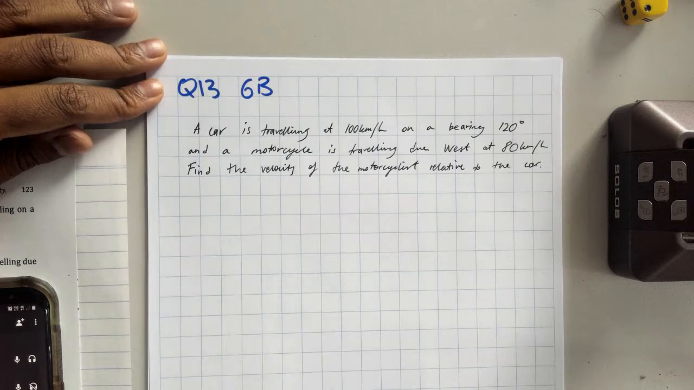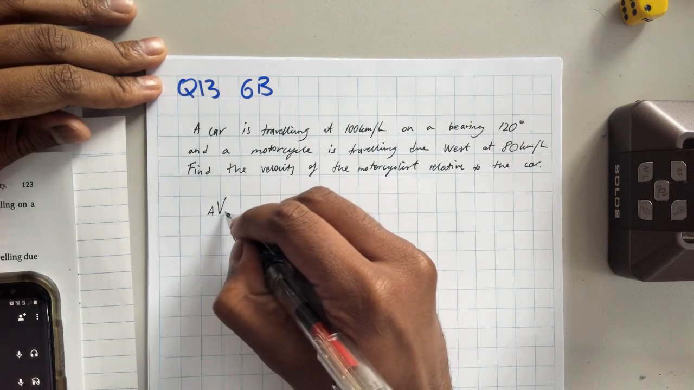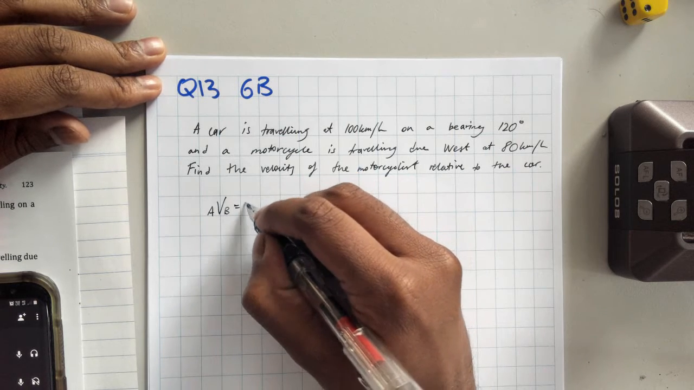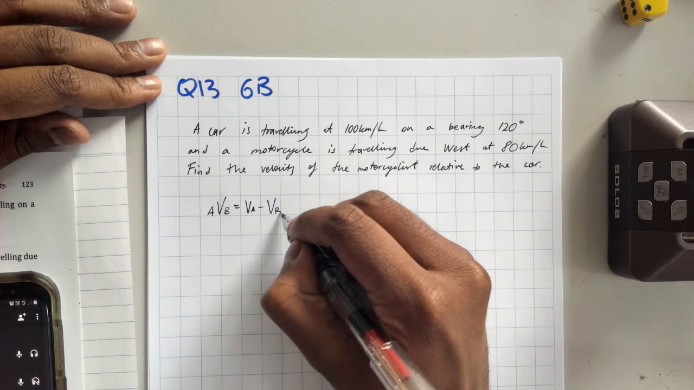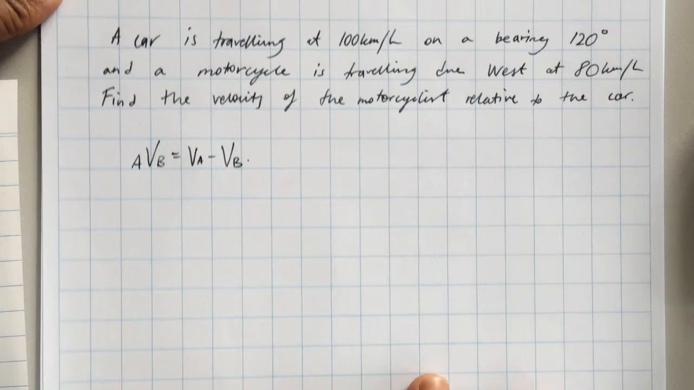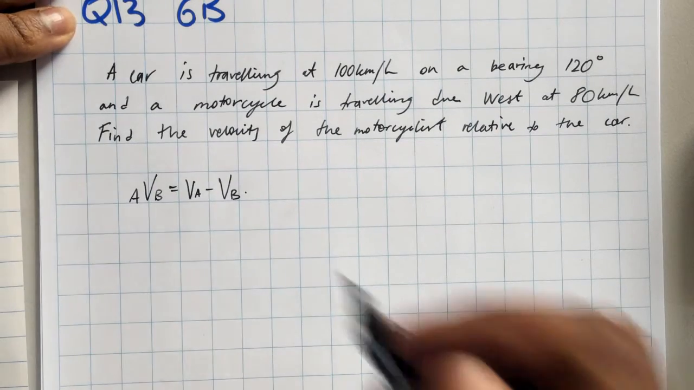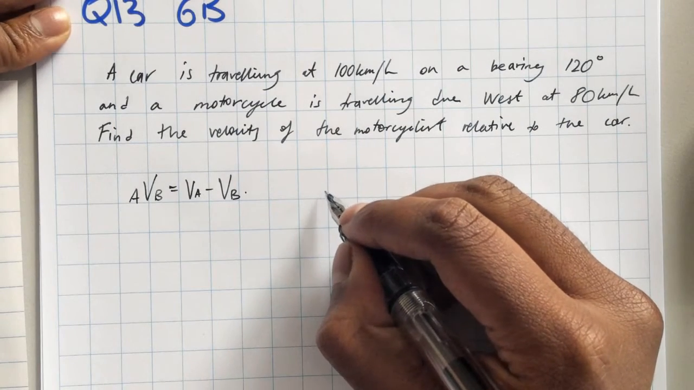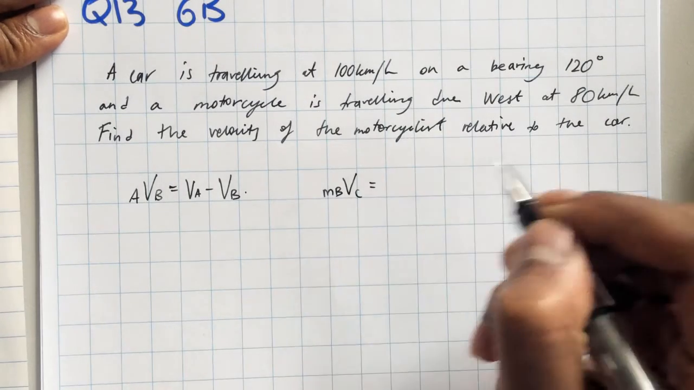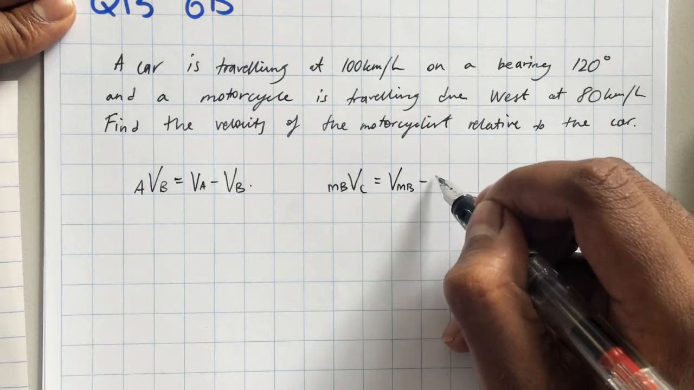So let's look at our relative velocity formula. That is, if you have A relative to B, you'll have the velocity of A take the velocity of B. So now we're going to turn it into our motorcyclist and our car. So we have the velocity of the motorbike relative to the car. That's going to be the velocity of the motorbike take the velocity of the car.